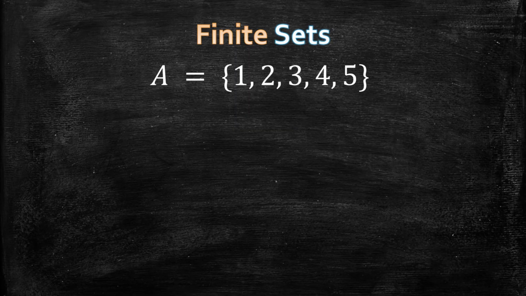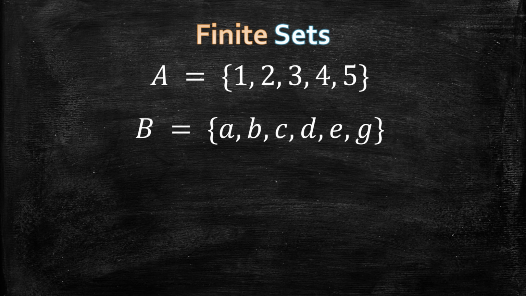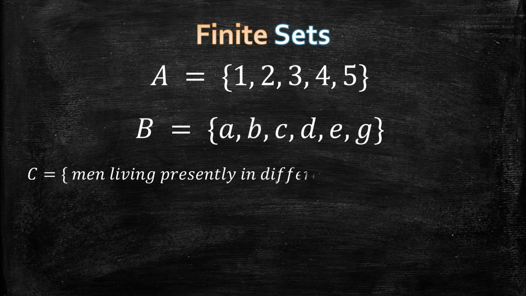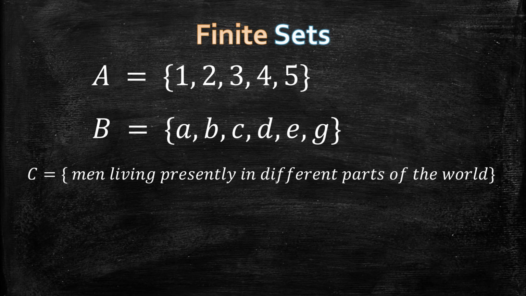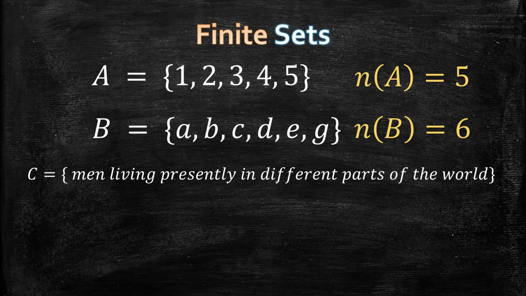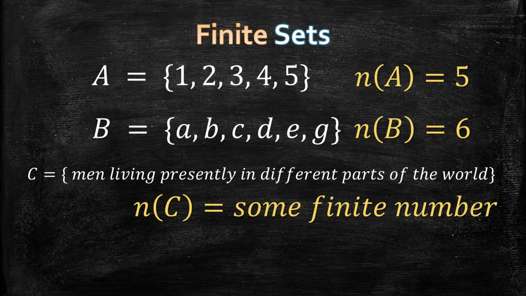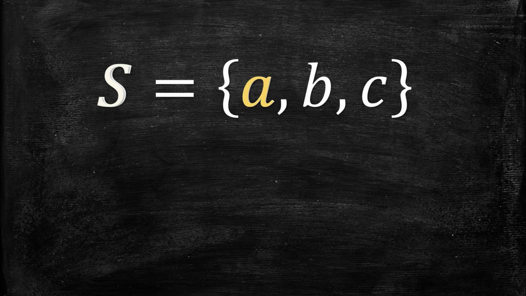Let A equal {1, 2, 3, 4, 5}. B equals {a, b, c, d, e, g}. And C is equal to men living presently in different parts of the world. We observe that A contains 5 elements and B contains 6 elements. How many elements does C contain? As it is, we do not know the number of elements in C, but it is some natural number which may be quite a big number.